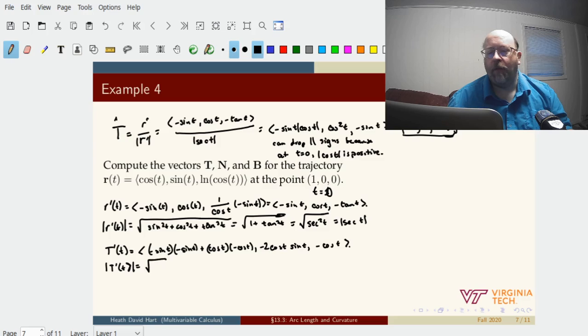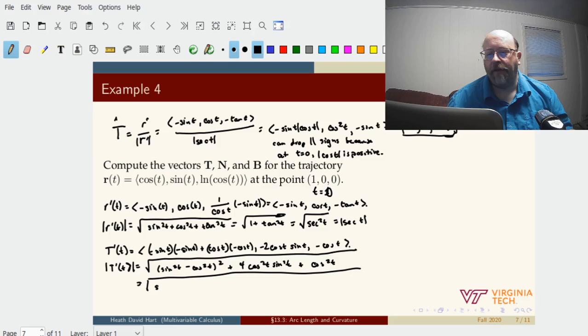So this is going to be the square root of (sine squared minus cosine squared) squared, plus the square of this, which is 4 cosine squared of t sine squared of t, and then plus cosine squared of t. Does this simplify?